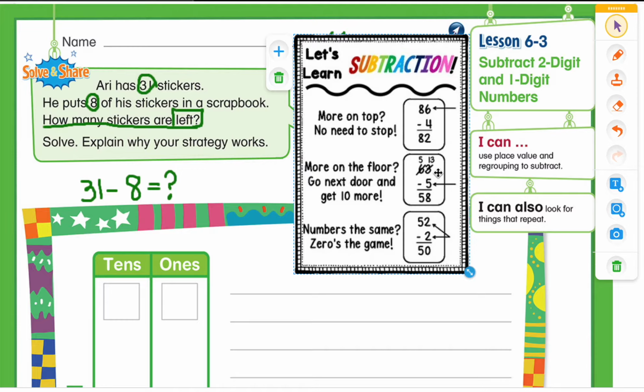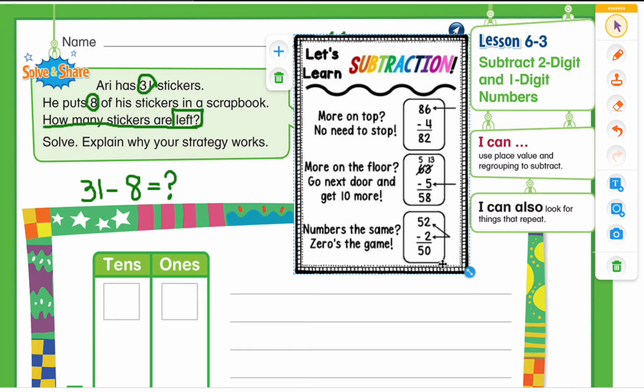But sometimes it happens that the number on the top and on the floor is the same. When numbers are the same, 0 is the game. That means when the top number and the bottom number are the same, you're going to get 0 as an answer. Because let's say you have 2 candies and you ate both candies, you have nothing left. You have 0 left. So 2 minus 2 will give you 0. So let's review our subtraction poem.